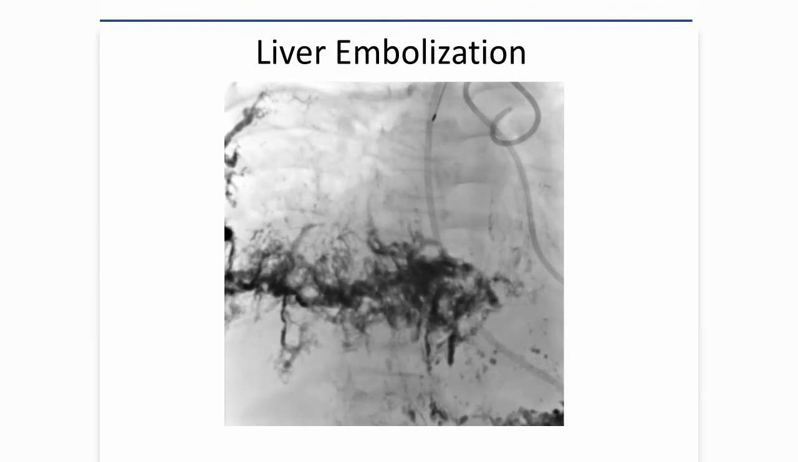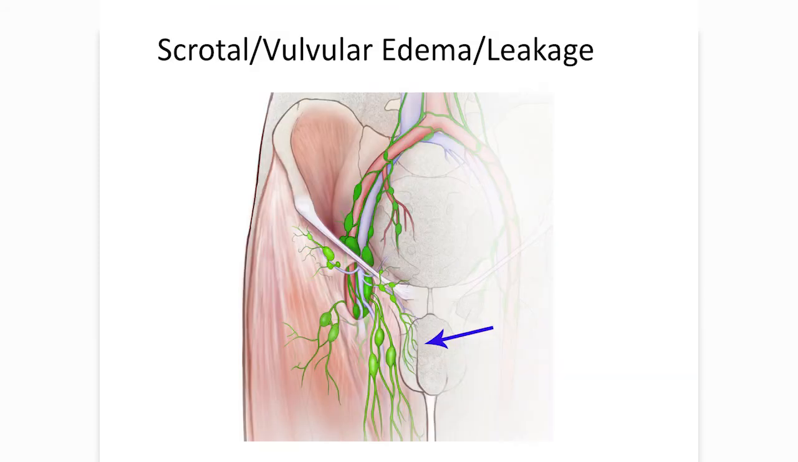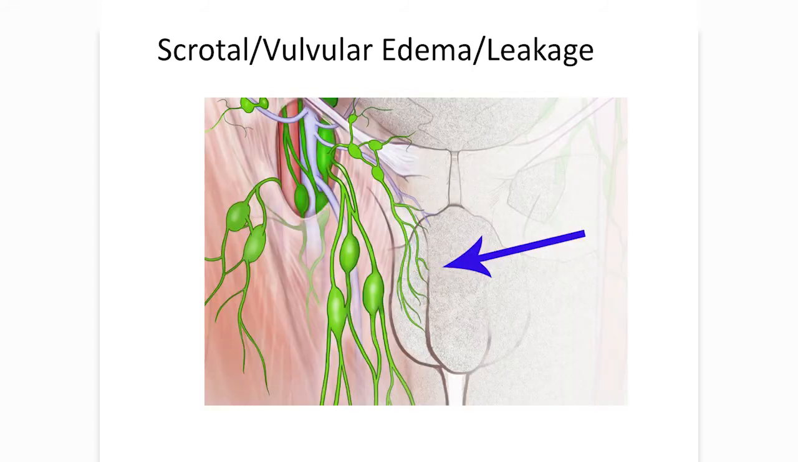This is another example of the same embolization. Recently, we started to see more and more patients with scrotal or vulvar edema or leakage, or groin edema. This is how anatomy works in this patient. Usually the lymph from the scrotum is drained that way into the inguinal and iliac lymph nodes. In patients with scrotal edema, the flow is opposite.